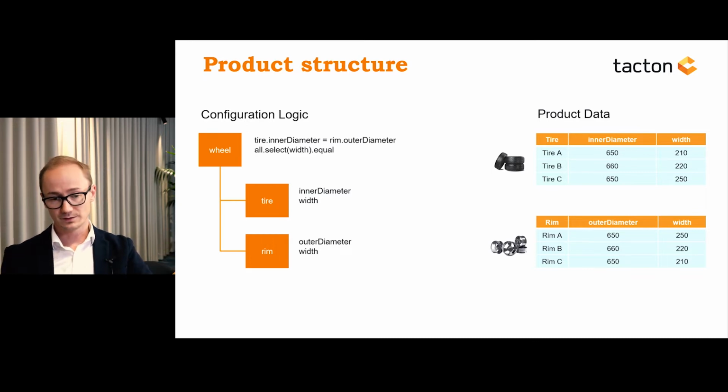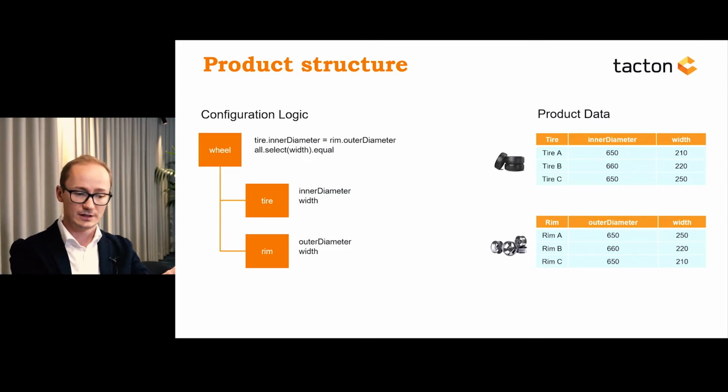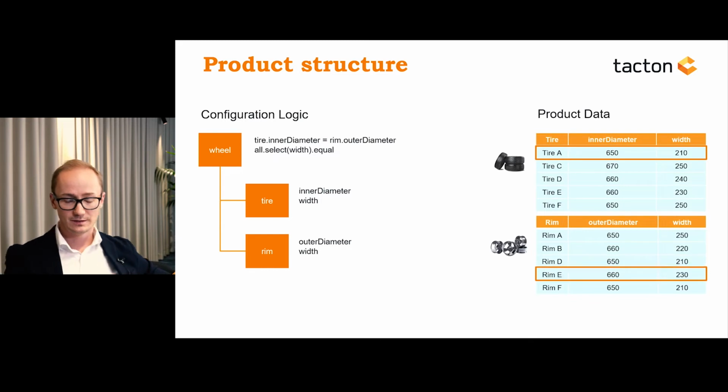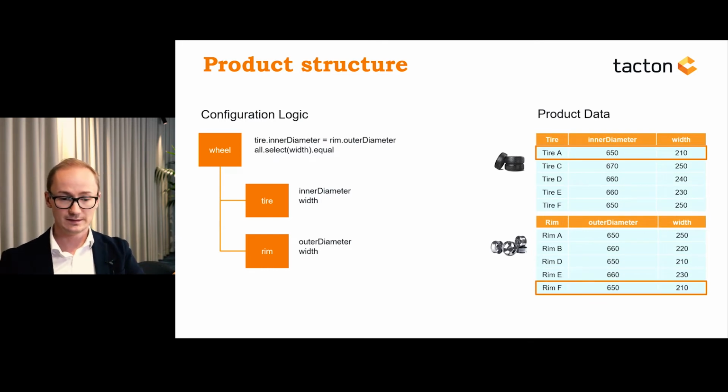Then to the right here we have some product data. These two are actually separated. This means that we could change the product data without changing the logic at all. With these rules, if I select tire A, I will get offered rim number C. But since I've separated the product logic from the product data, I can easily add product data. I could let the ERP system just push in all the rims we have available this week. And the configurator still works with the same configuration rules.